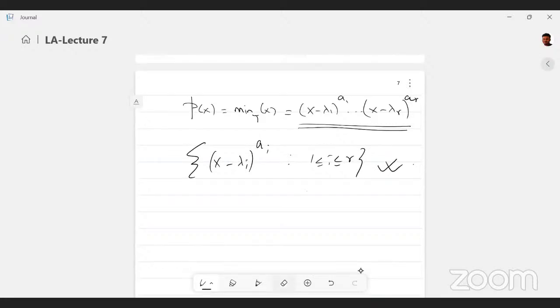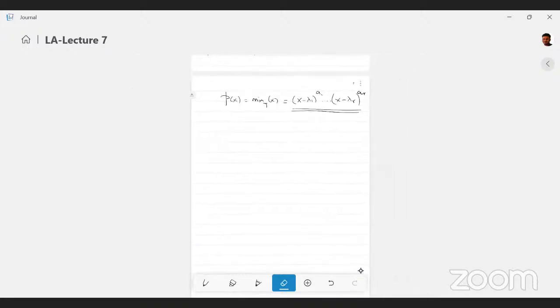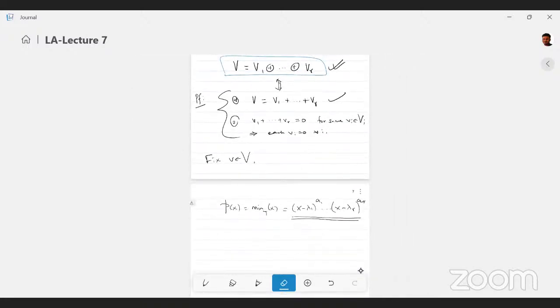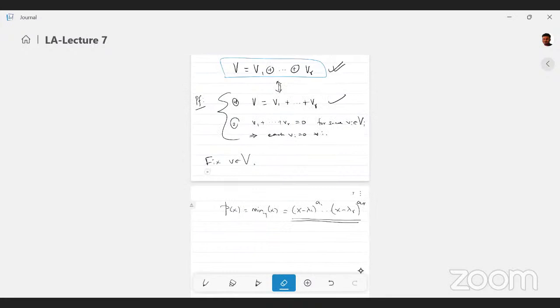Yeah, very good. But now what I'm interested in, go back to the original thing. Given a vector v, I want to write down this vector v as v1 plus etc. plus vr. This is what I want to prove.